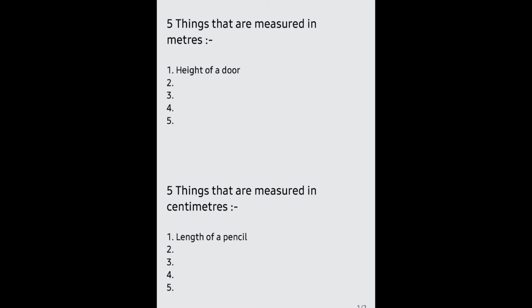And then below that, you have to write 5 things that are measured in centimeters. For example, first, length of a pencil. Like that, again you have to list up to 5 things.